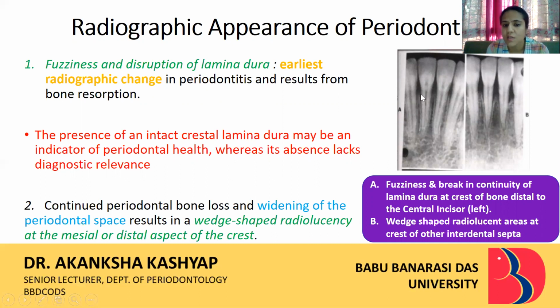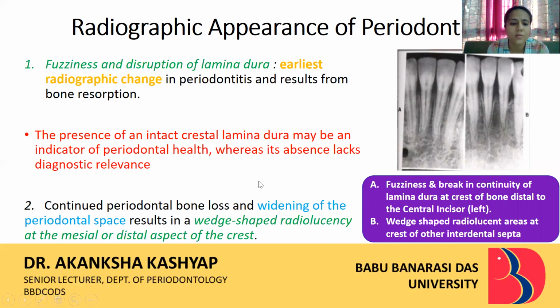So why does this occur? This occurs as a result of bone resorption because of extension of the inflammation into the alveolar bone. Now it should be remembered that if the crestal lamina dura is intact, it always indicates that the periodontium is healthy. But if the crestal lamina dura is not intact, it does not always mean that the periodontium is diseased. Why? Because no correlation has been found between the crestal lamina dura and the clinical signs of inflammation, bleeding on probing, and periodontal bone loss.